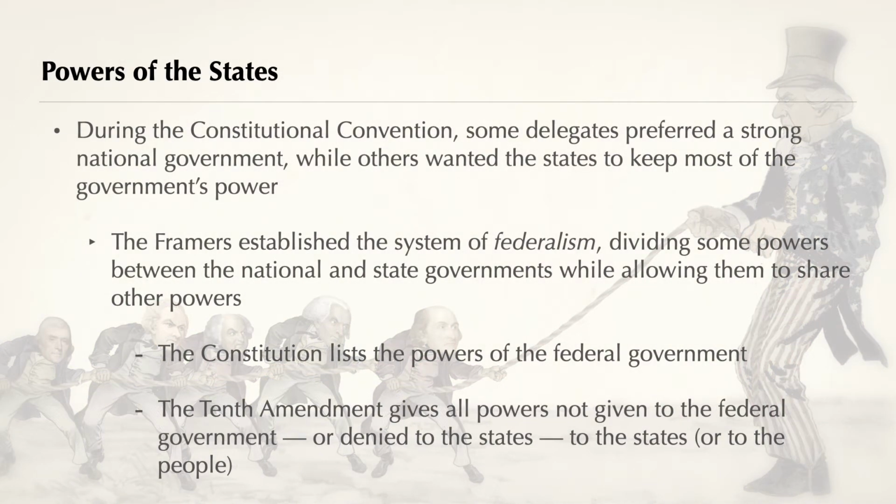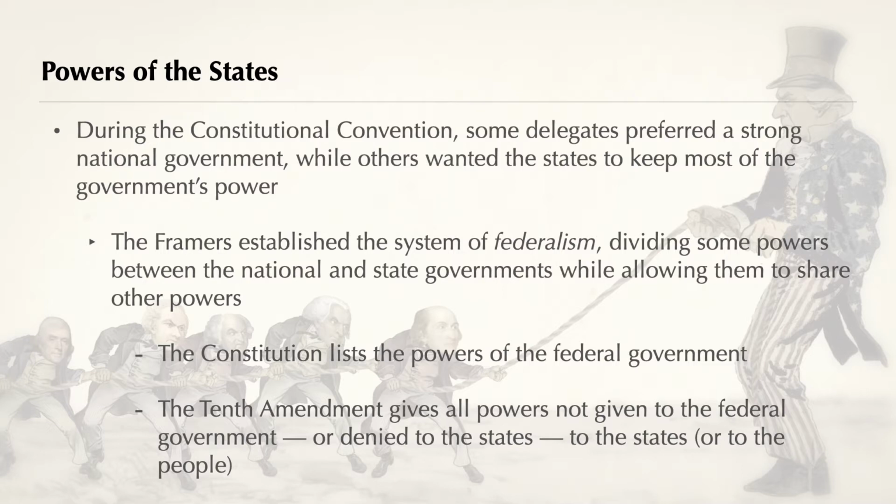Some delegates at the Constitutional Convention of 1787 argued that only a strong national government could handle the problems facing the country. Other delegates wanted the states to keep most of the power. In trying to bring together these points of view and to form a more perfect union, the framers settled on the system of federalism. Federalism divides some powers between the national and state governments while allowing them to share other powers. The Constitution lists what the powers of the national government are. They include the power to declare war, make treaties with other countries, and to coin money.